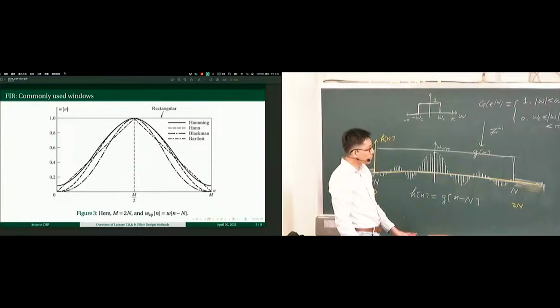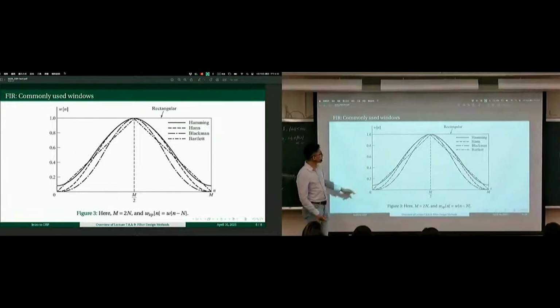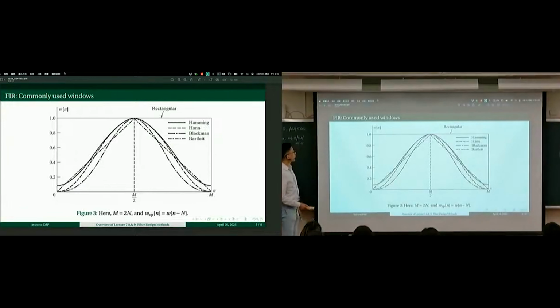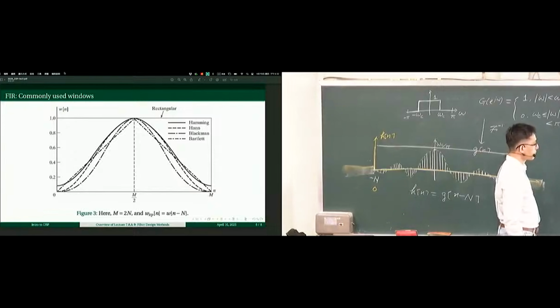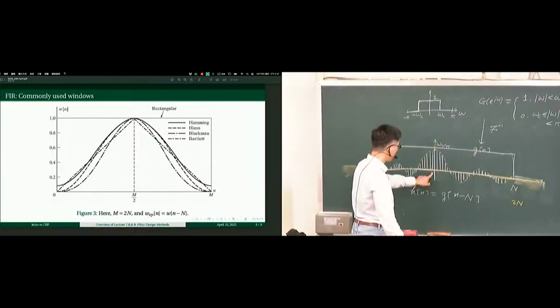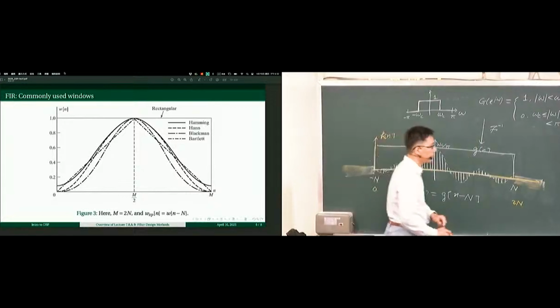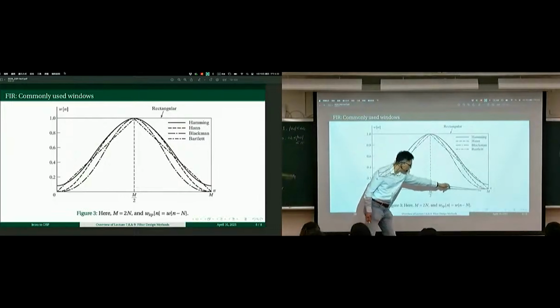The way we try to do better is to multiply h of n with a window function. On this slide, we're looking at a few commonly used windows, denoted by w of n. So this is a window function, and there are a few different kinds. The rectangular window is all one from 0 up to M, where M here is 2 times N.